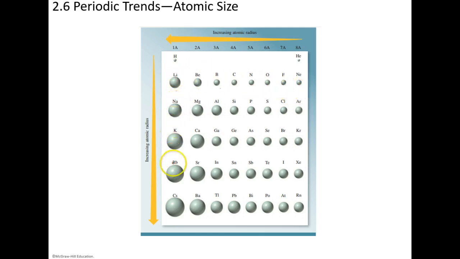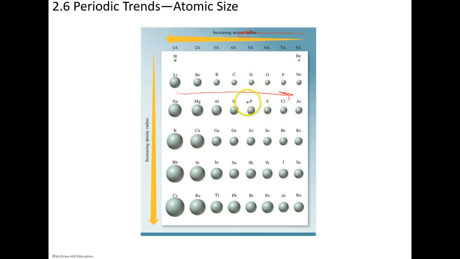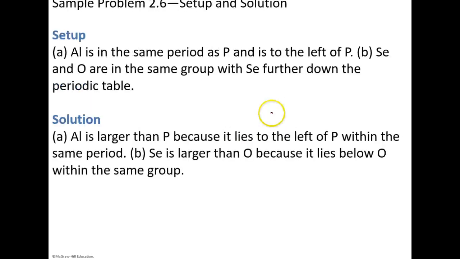Okay, but as you go down, it makes sense because I'm increasing my shell number. So you increase as you go down, but then you decrease as you go across. Notice it's increasing as I'm going that way, but it decreases as I go that way. So this is kind of a classic problem. Indicate which is larger: aluminum or phosphorus? Aluminum is further to the left of the periodic table, so aluminum should be larger than phosphorus. I won't have this chart for you on the exam or quiz, but I will have the periodic table for you. You just have to know that it's larger on the left and it gets smaller as you go across.